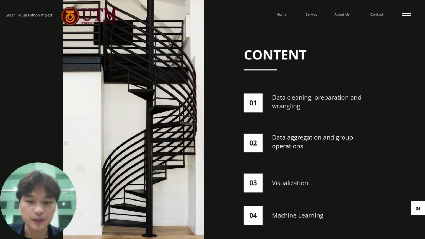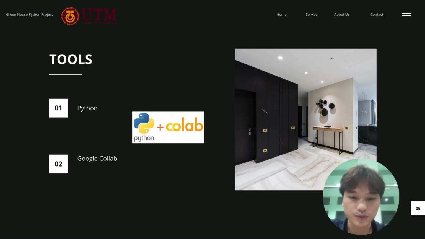And this is the content of our project. It includes four parts. First, data cleaning, preparation, and wrangling. Second, data aggregation and group operations. Third, visualization. And fourth, machine learning. The tools we used in our project include Python and Google Colab.